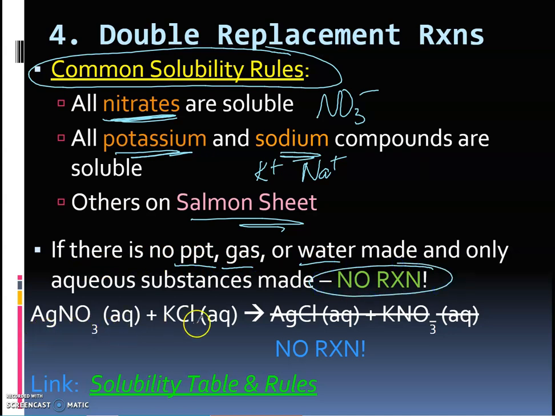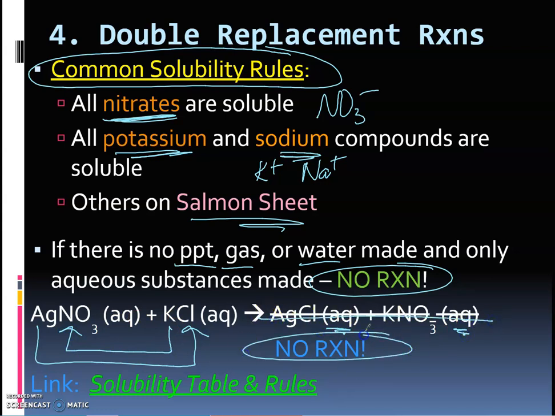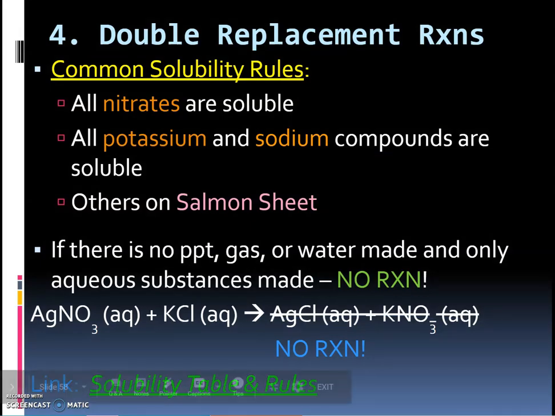So if you have AgNO3 and KCl, Ag and Cl, and your K and your NO3, both of which are aqueous, you simply put a line through it and write no reaction. So definitely always check your solubility rules. I put the single replacement activity series on one side, solubility table on the other side.